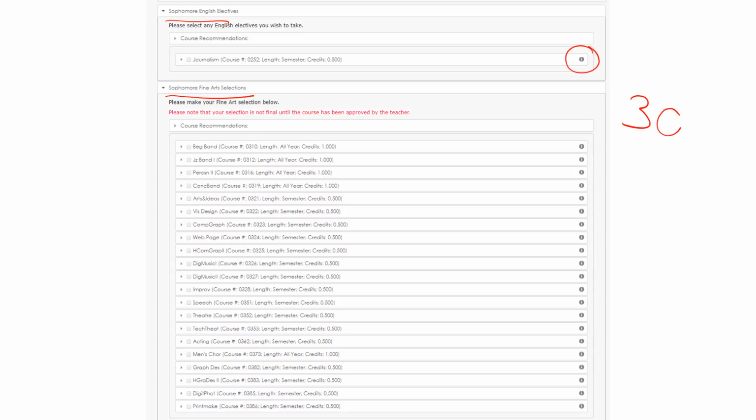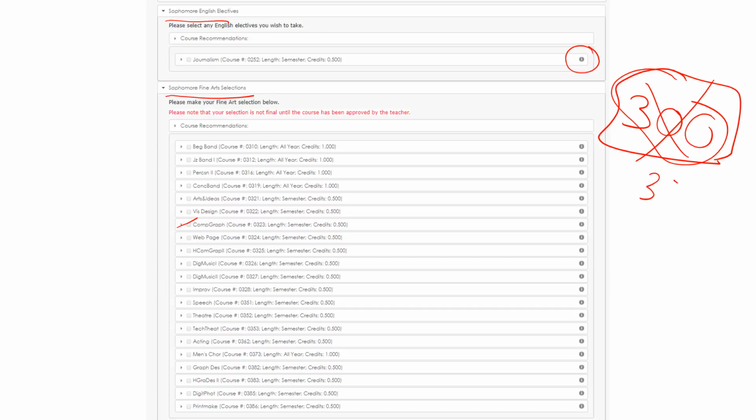Remember the fine arts, for those of you who have 300 on your schedule card, this is where you're looking to make your course selections. So the 300, again, is a made-up class. It doesn't really exist. So you need to pick something from this list in order to replace that 300. So if you picked computer graphics, which is a good course, they're all good courses, but you can pick computer graphics, that just simply takes that 300 off your course selection and puts 323 in its place, leaving you still with 7 credits on your course selection.